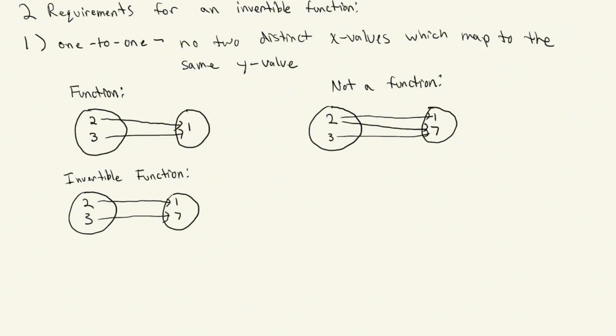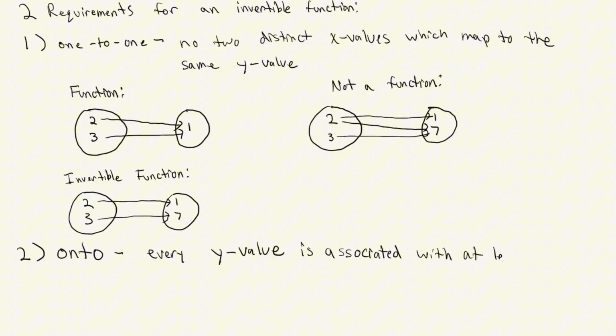The second requirement is something called onto. And what this means is every y value is associated with at least one x value. And this one is a bit simpler.